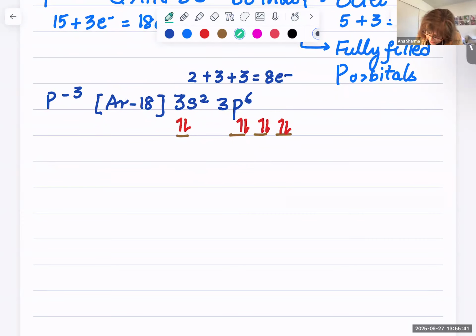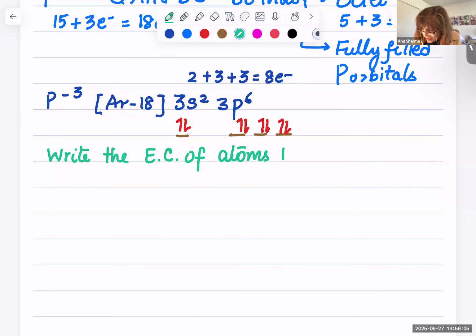Write the electronic configuration, that's a homework question, write the electronic configuration for atoms whose electron configuration ends at 4d7. So how do you know which one it is?